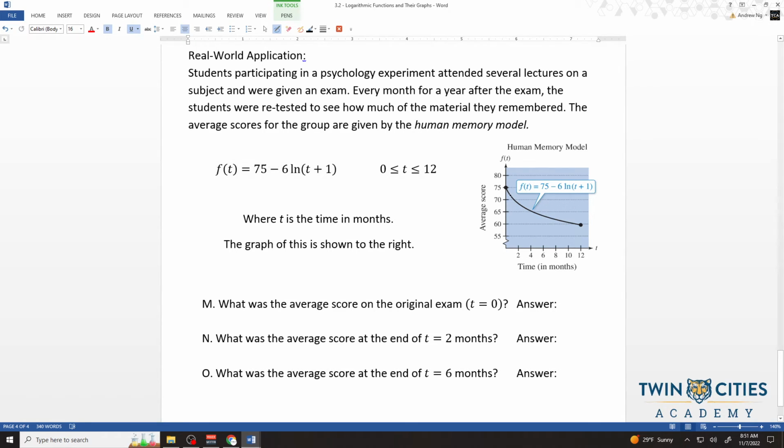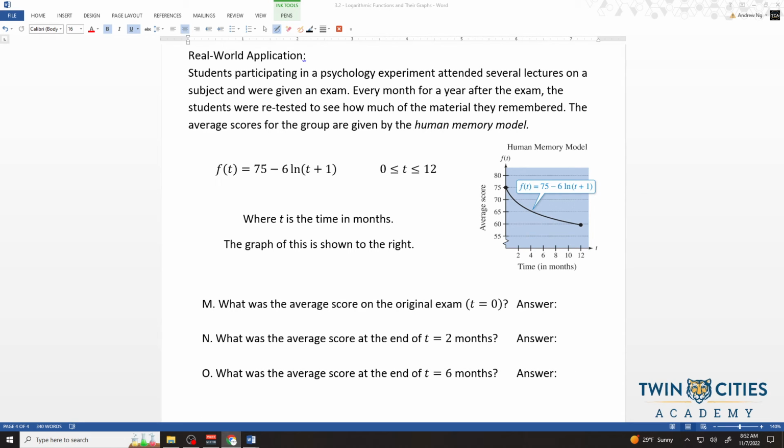And I can create a function based on this curve here, and this says f of t equals 75 minus 6 times the natural log of t plus 1, where 0 is less than or equal to t, less than or equal to 12, because this is talking about 0 months after the first one to 12 months after the first test. So t is the time in months, and we're going to answer a few questions here. What was the average score on the original exam? T equals 0 because 0 months have passed.